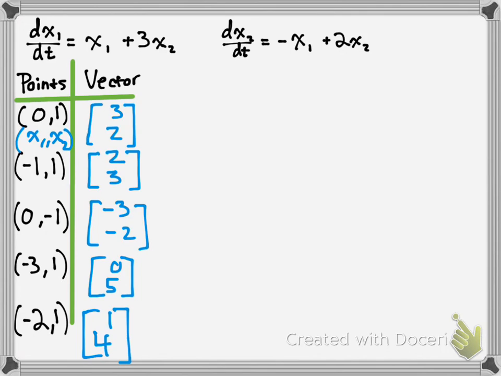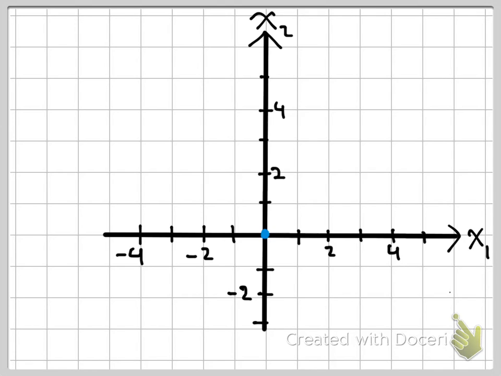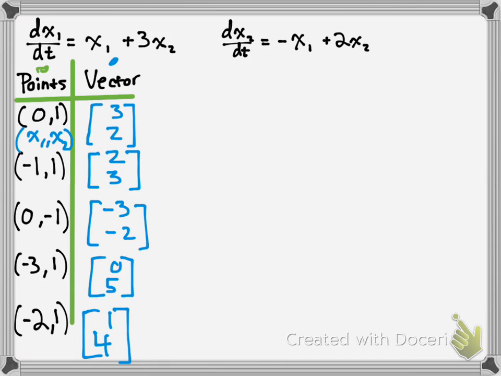So all the points are going to be in green, and all the vectors that I'm going to draw afterwards are going to be in blue. Okay, so I'm just going to plot these points, but hopefully you know where they are. I'll do a few of them, and then I'll do the rest. So 0, 1, that'd be 0 in the x1 direction, and plus 1 in the x2 direction, so we'll have a point here.